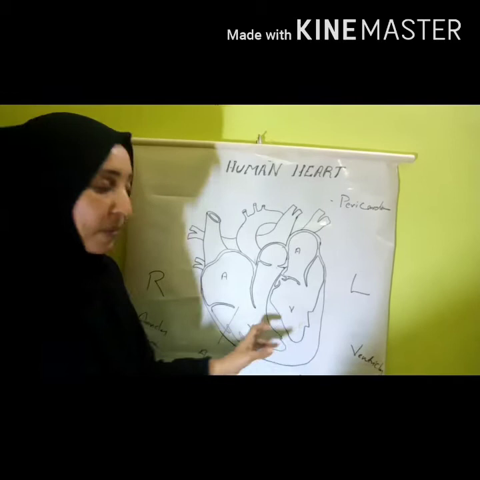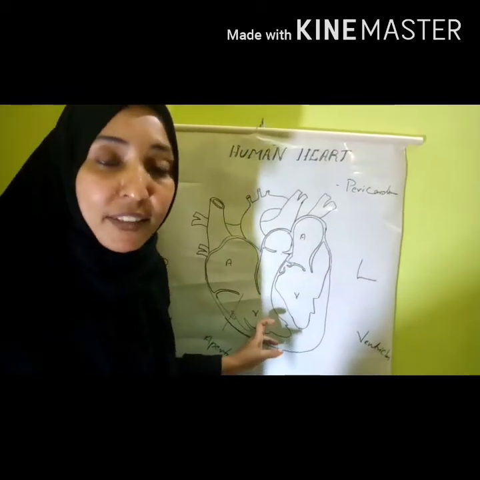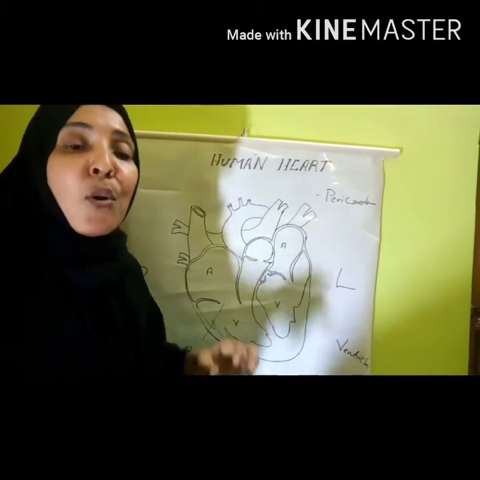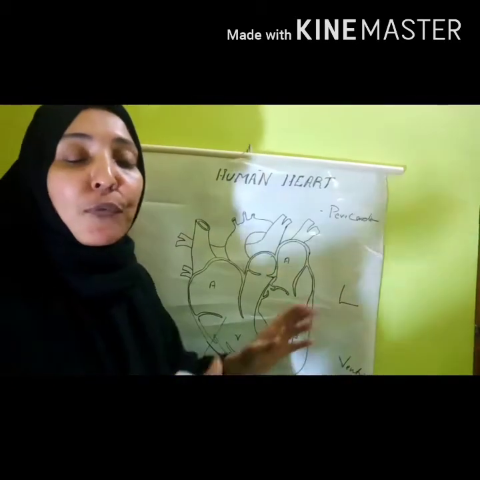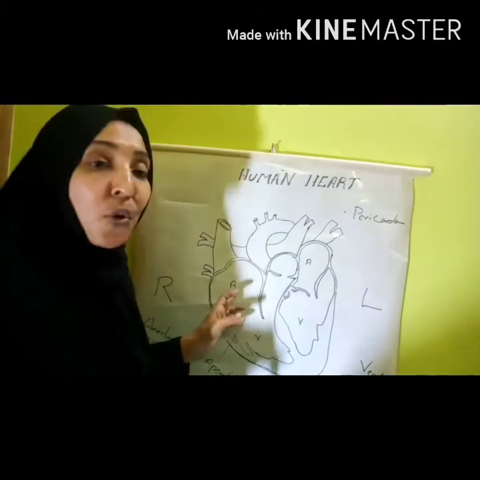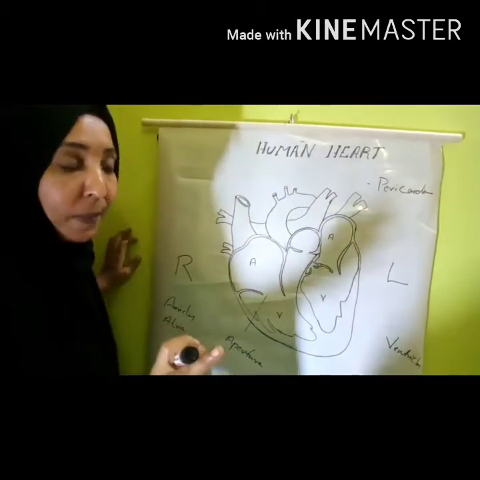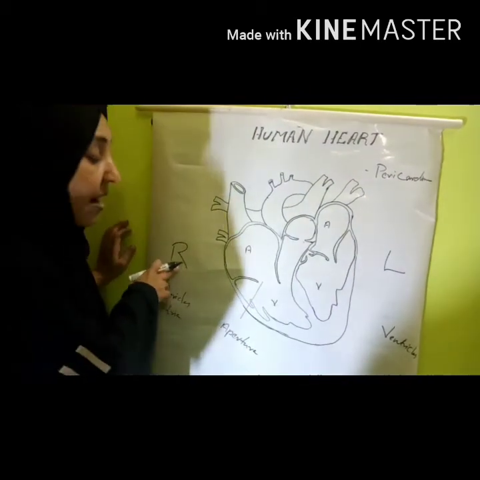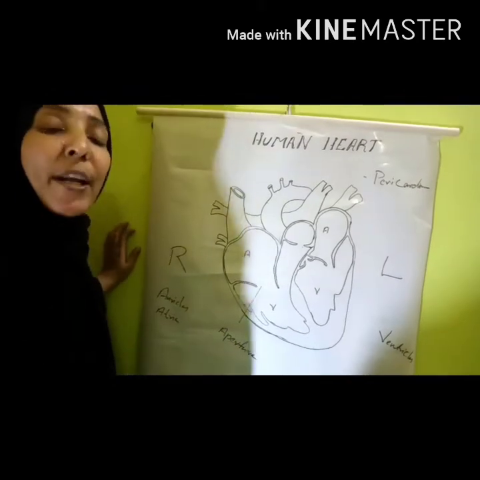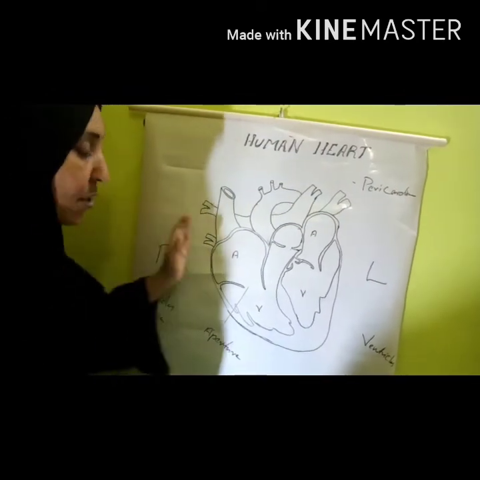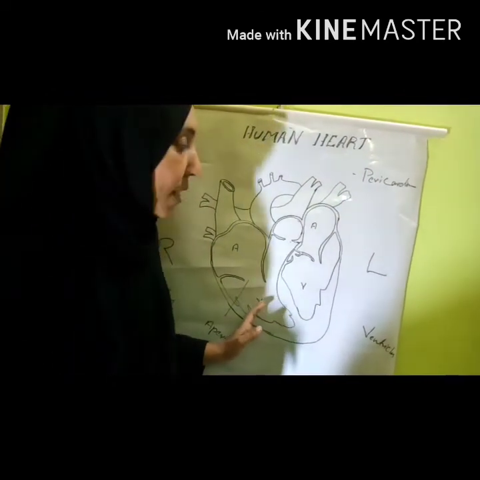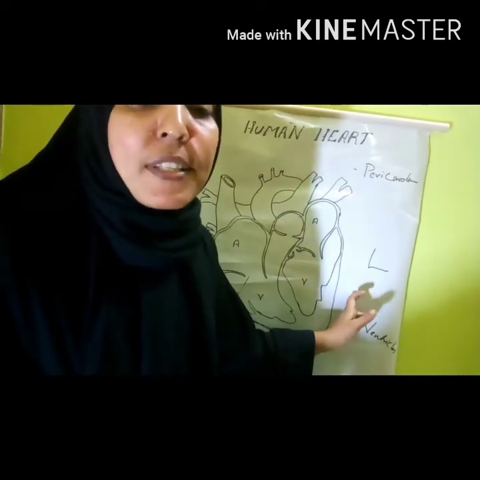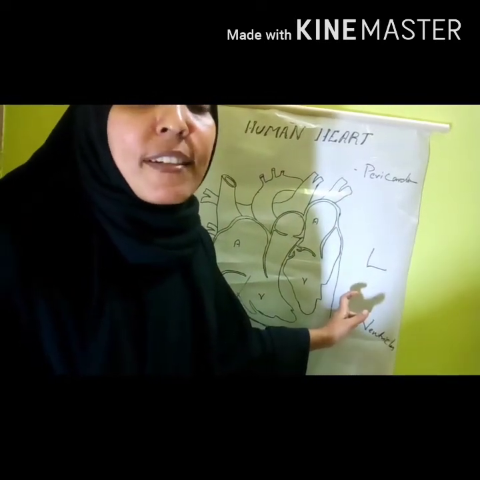Ventricles means the lower chambers. These are the pumping chambers, always pumping the blood from the heart to different parts of the body. So one more point you have to remember throughout this study: the right side is concerned with carbon dioxide rich blood, whereas the left side is handling oxygen rich blood.